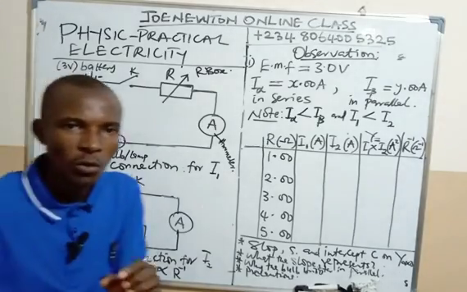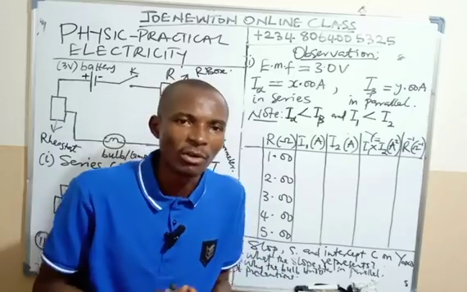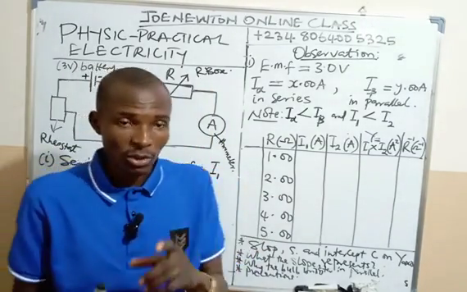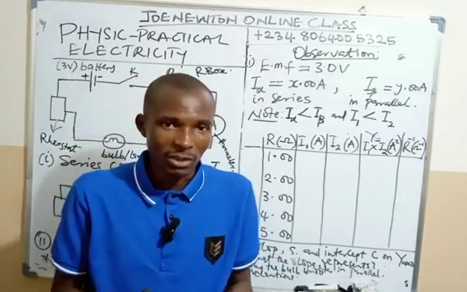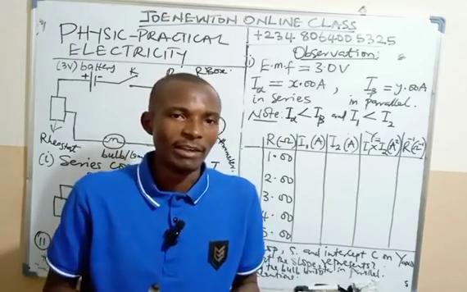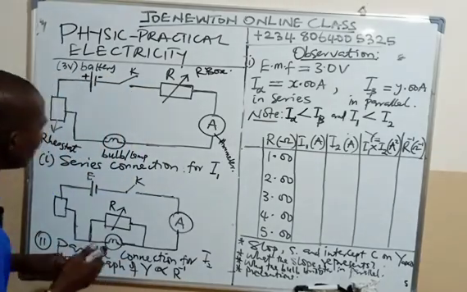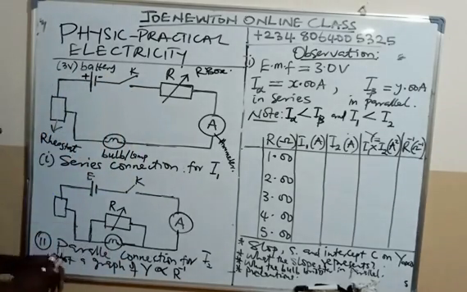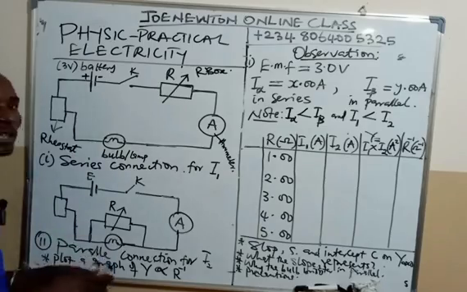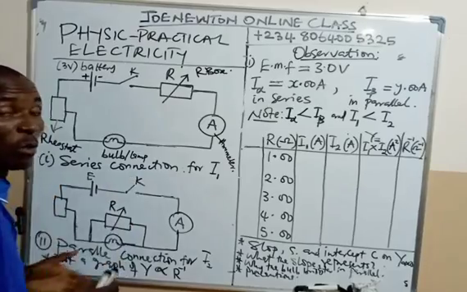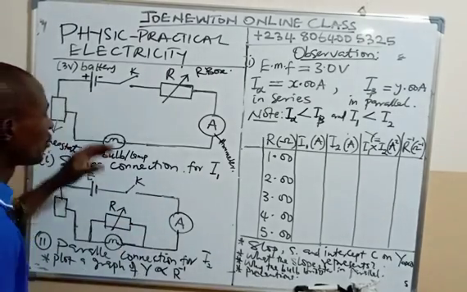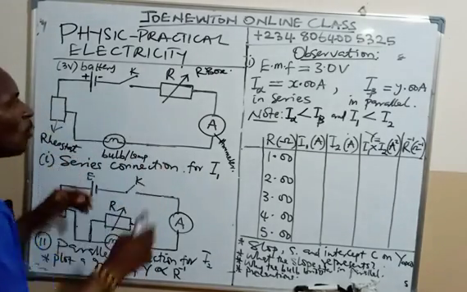Of course, we know that when we connect resistors in series, the same current flows. When we connect resistors in parallel, there is current divide depending on the connection. Okay, now here we have current divided with the same potential difference across the parallel connection. But in series, we have the same current flow.